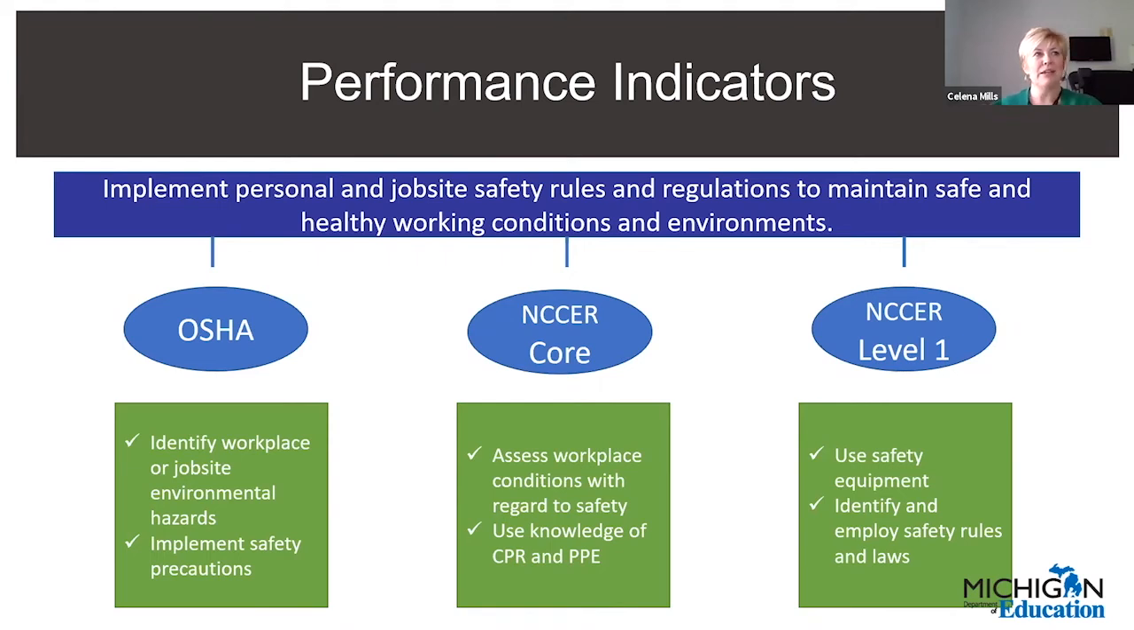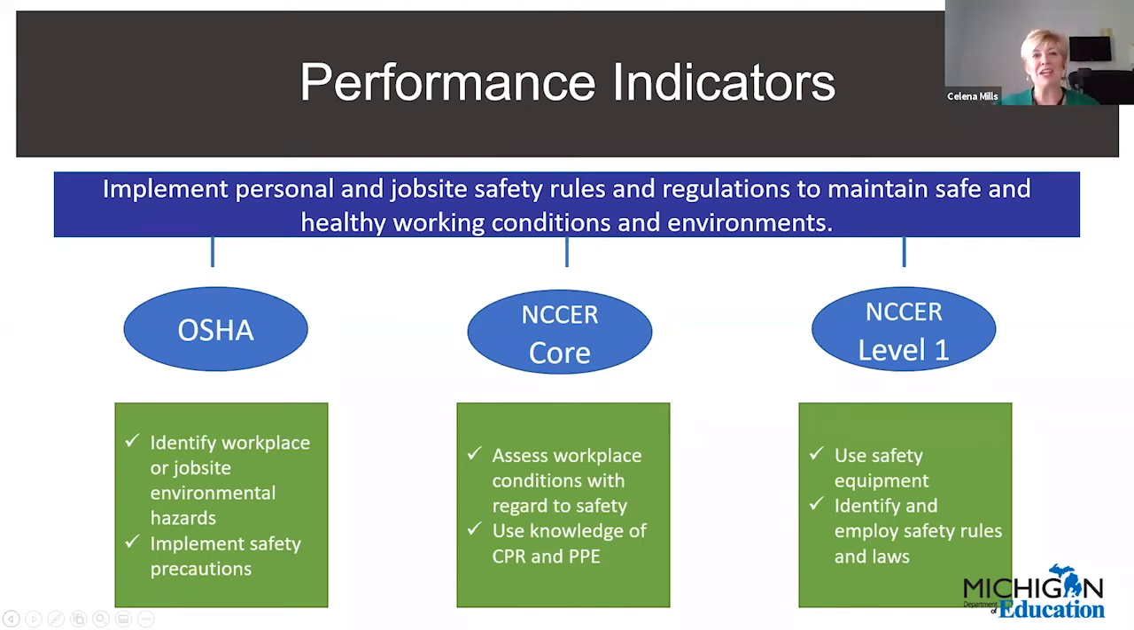So you can see, here's your competency again, implementing personal and job site safety, but it's seen in different credentials in different ways. So in OSHA, it's seen as implementing safety precautions and understanding those hazards. In the core, it's being able to use the knowledge of CPR and PPE and assessing those workplace conditions. And then in level 1, it's actually using some of that safety equipment. So students are hitting that same competency, they're just demonstrating it in different ways.